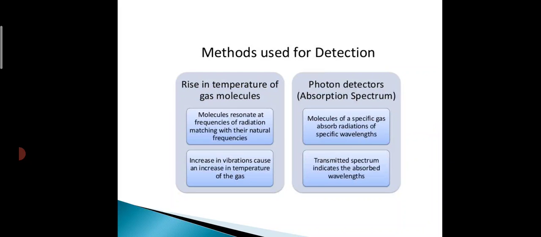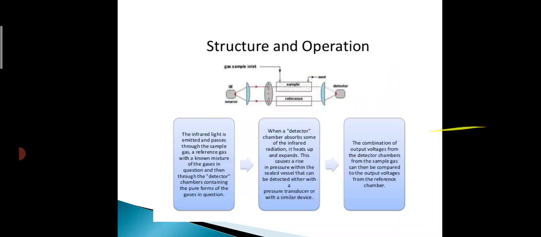The other one, the photon detectors. Molecules of a specific gas absorb radiation of a specific wavelength. The transmitted spectrum indicates the absorbed wavelength. This is the other method used to measure the infrared rays.